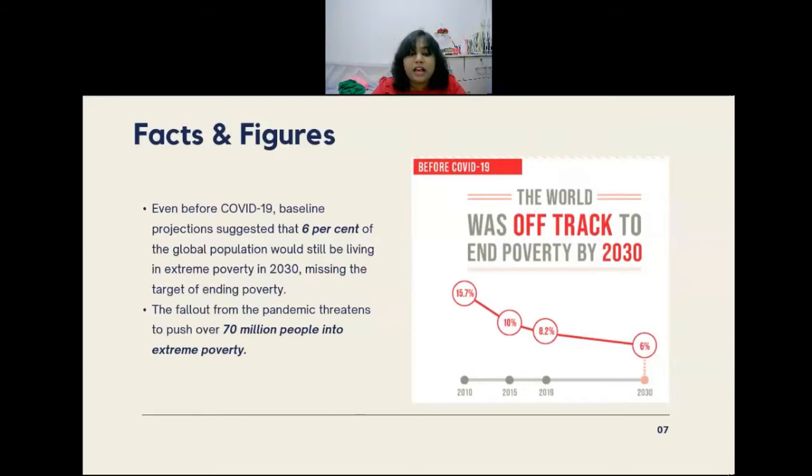So as you can see, or as all of us know, the COVID-19 pandemic actually reversed the trend of poverty reduction with tens of millions of people at risk of being pushed back into extreme poverty. People living on less than $1.90 per day, causing the first increase in global poverty in more than 20 years.